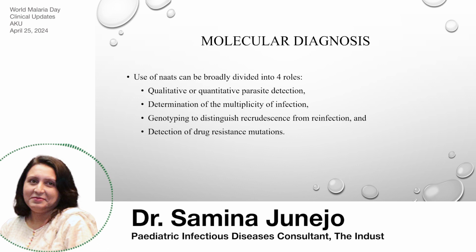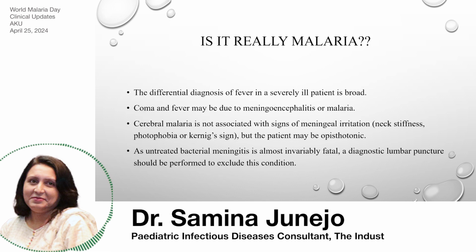Other than that, we should have supportive testing for complicated malaria, which will include CBC, which will show low hemoglobin, RFT, which will give the result of creatinine, which will be high, LFT, and along with that, we should have ABGs, which will show acidosis. And along with this, you should also think about other things if you don't have a positive malaria test. Is it really malaria? It can be something else.